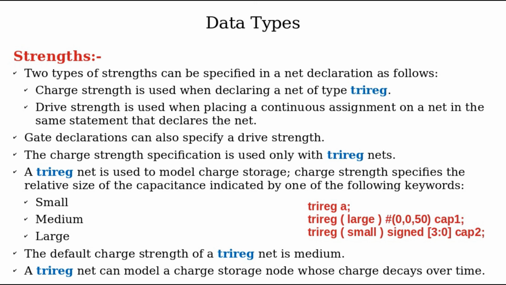A trireg net is used to model charge storage. Charge strength specifies the relative size of capacitance using the keywords small, medium and large. By default, a trireg net is medium. A trireg net can model a charge storage node whose charge decays over time.